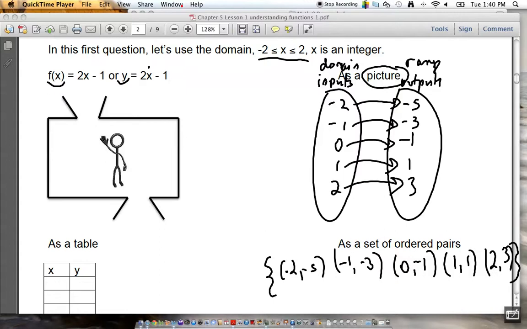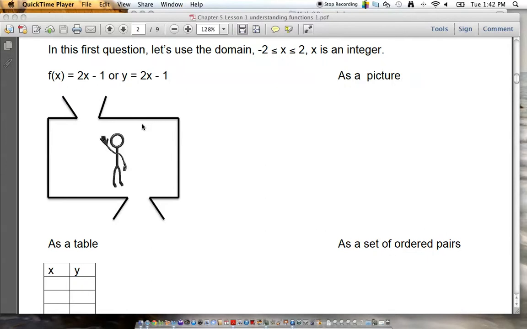If you're walking down the street and your friend says hi, or howdy, or hola, it's all the same thing. Just different ways of saying hi. Well, these are different ways of showing you a function. This is as a picture, down here is as a set of ordered pairs.